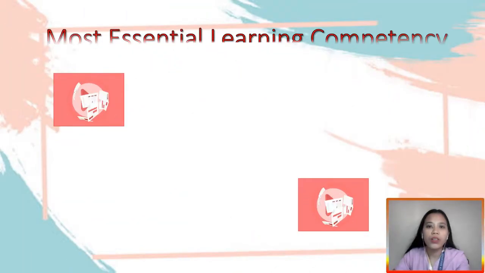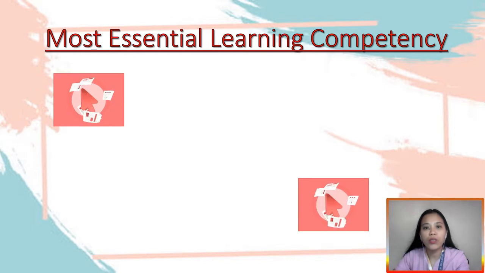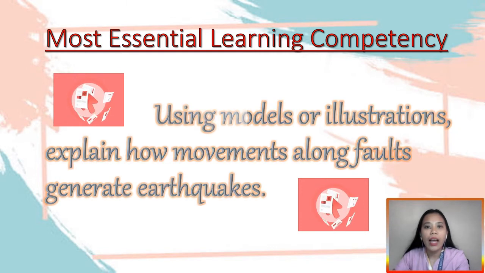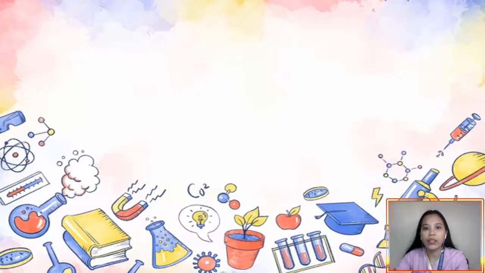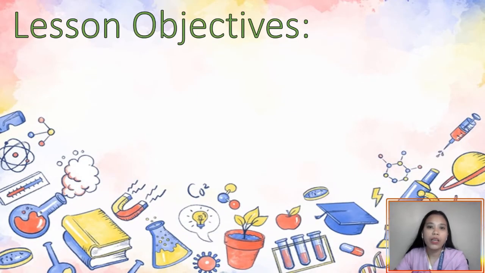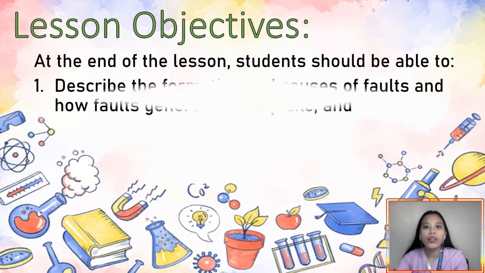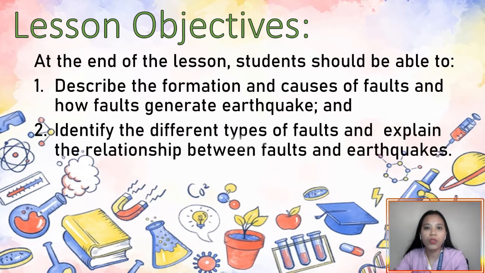The things that we're going to learn today is anchored on our most essential learning competency, where after going through this lesson, you are expected to explain how movements along faults generate earthquakes using models or illustrations. Specifically, you are expected to describe the formation and causes of faults, how faults generate earthquakes, and identify the different types of faults and explain their relationship.